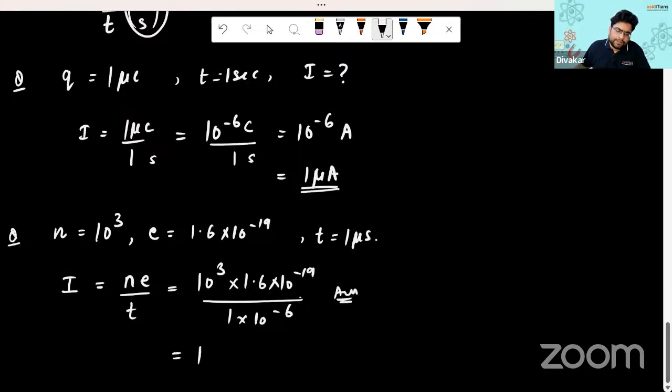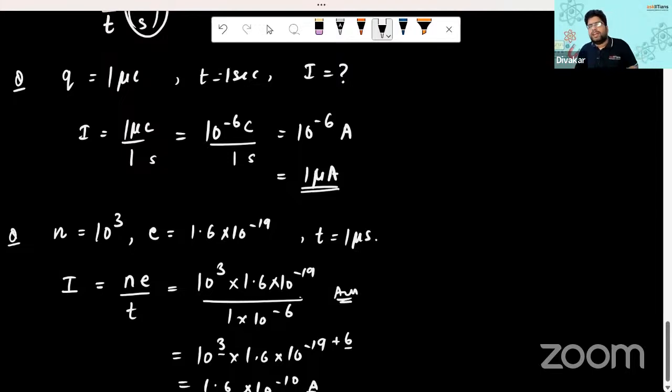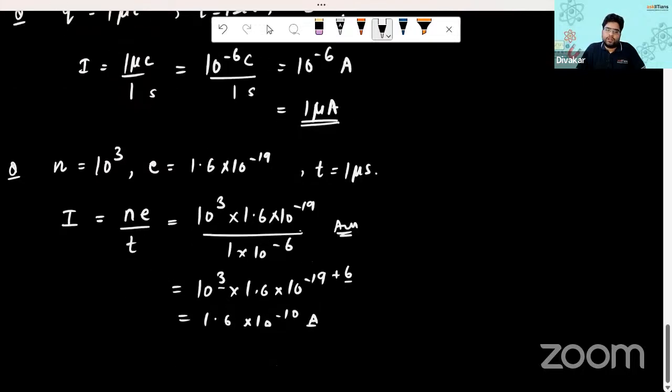Now, if you want to simplify this, of course, you can write 10 to the power 3 into 1.6 into 10 raised to the power minus 19. And this goes up, so it becomes plus 6. So you have 3 plus 6, and then minus 19. So this becomes 1.6 into 10 raised to the power minus 10. You can have different values, and this is how you will solve questions accordingly.